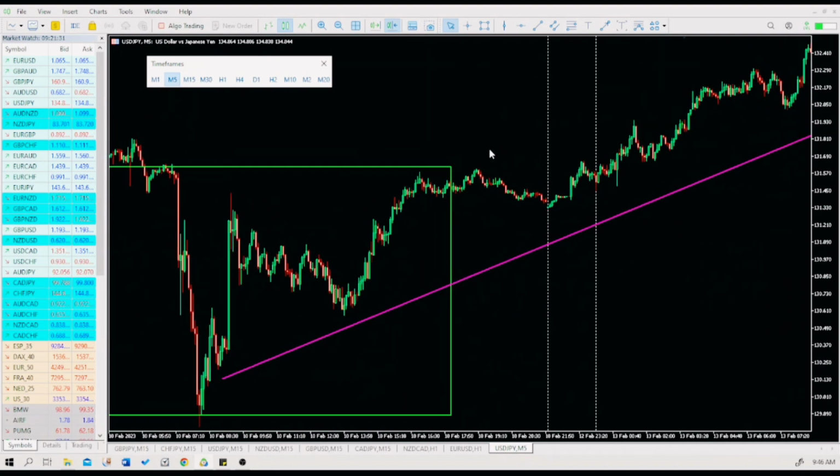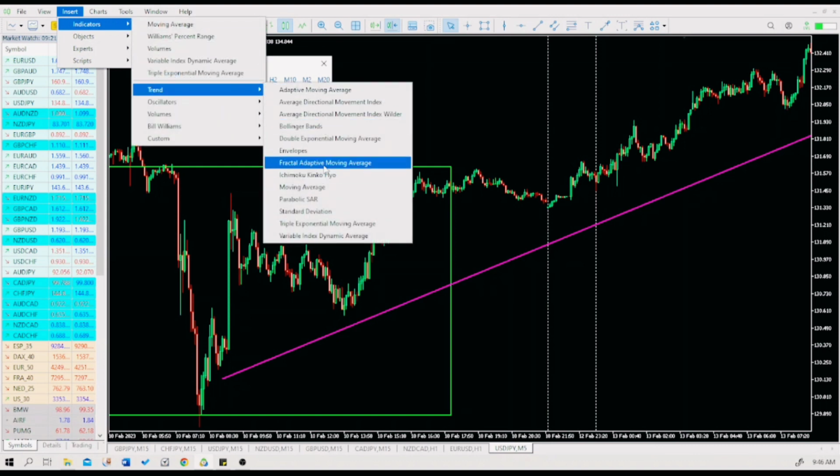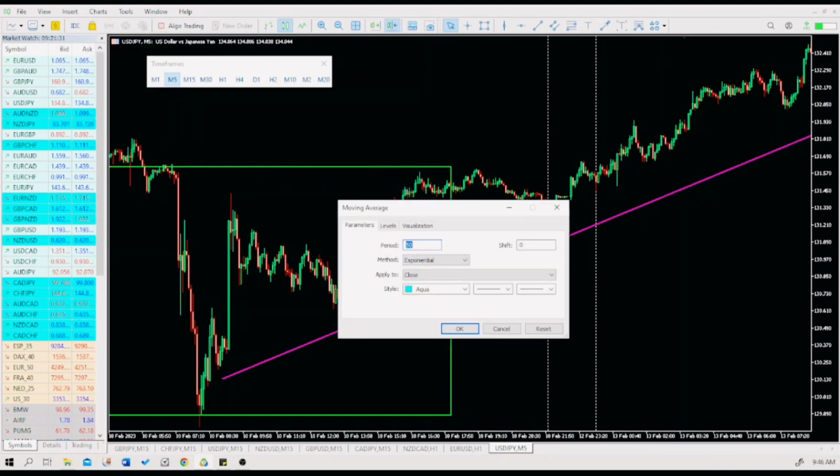So I always prefer using moving average. So we go to insert, indicators, trend, and we go to moving average. We are inserting moving average of 50. Moving average of 50. Exponential.